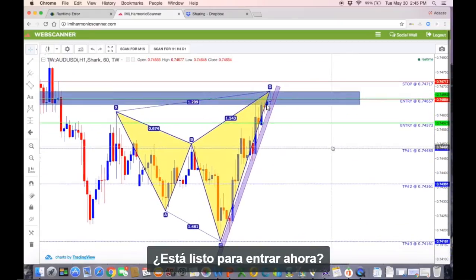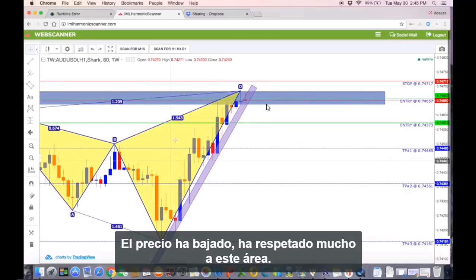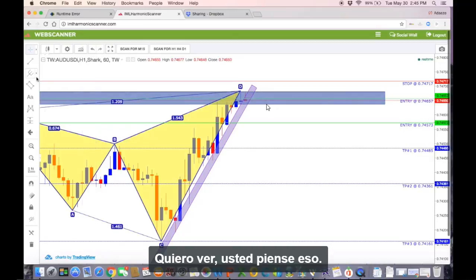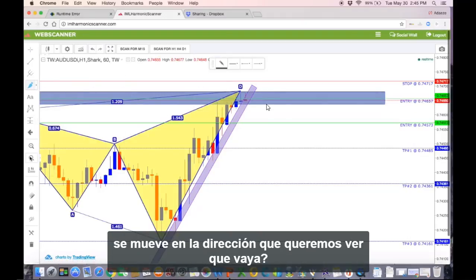Is it ready to get in right now? I wouldn't say so. Look here. Price has come down. It's respected this area a lot. It's come down. Now, what do I want to see? I want to see, well, you think about it. What do you want to see? Aren't we waiting to see price moving in the direction that we want to see it go?